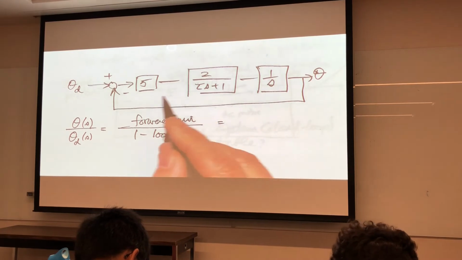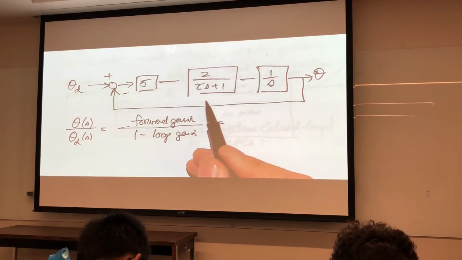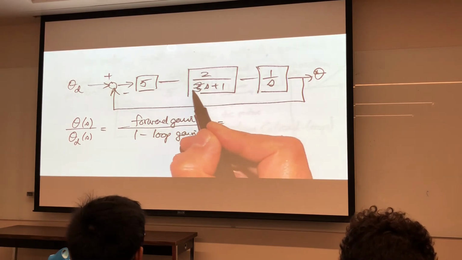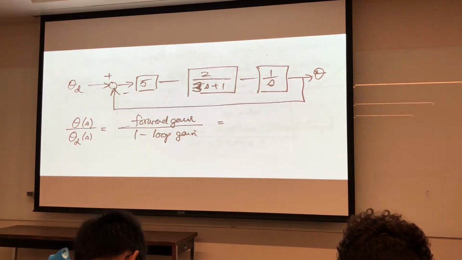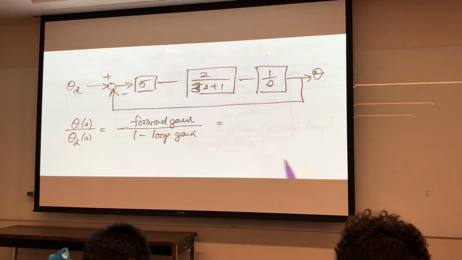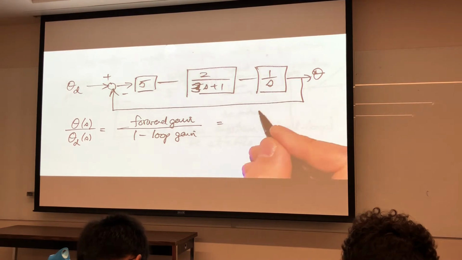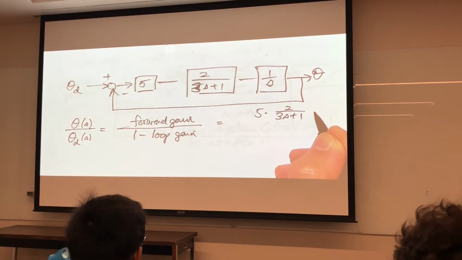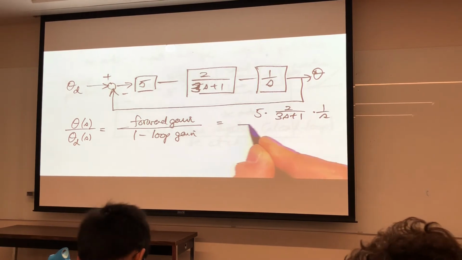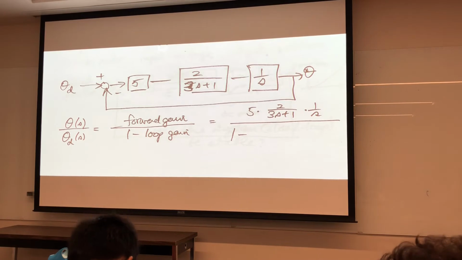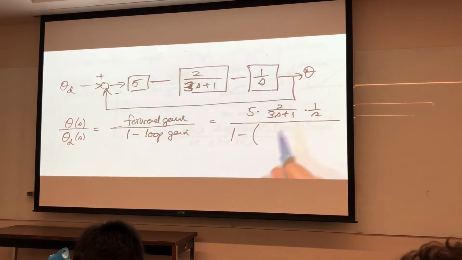So here I'm going to multiply everything. This tau, let's give tau a number. Let's say it's 3. So we don't have any symbols anywhere, just all real numbers. What I have, the forward gain here, is going to be 5 times 2 over 3s plus 1 times 1 over s. And then I have to say 1 minus the loop gain. The loop gain in this case is going to be, I've got a minus sign.